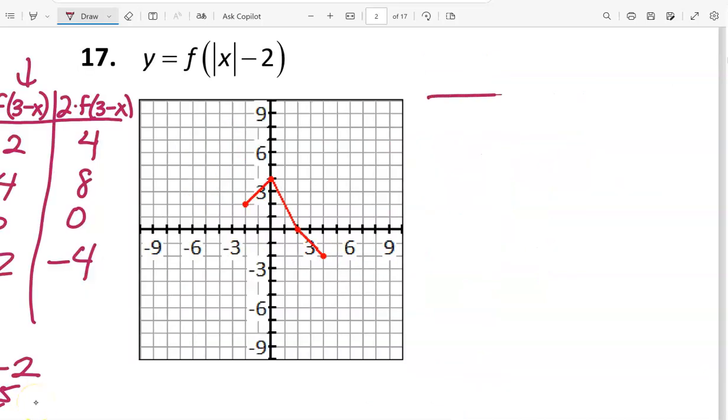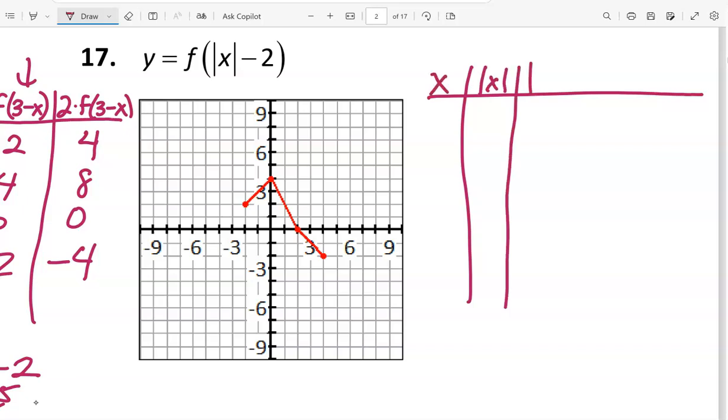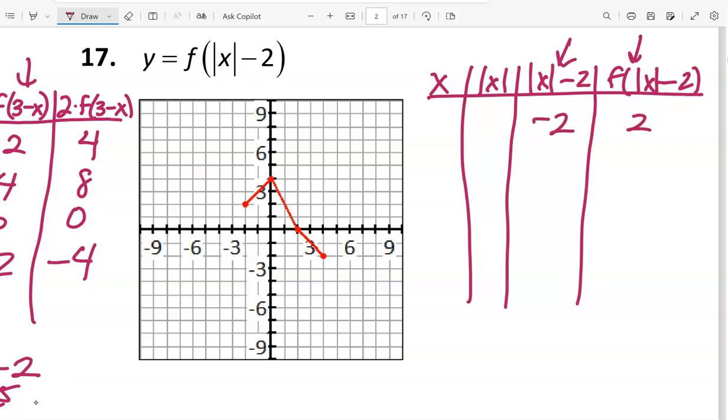In 17, I'm going to set up a similar table of values. Pick the x values, take their absolute values, and then subtract 2, and then take f of that value. Here are the inputs and the outputs for the function. That's where our parent function points are going to go. Negative 2, 2, 0, 4, 2, 0, and 4, negative 2.